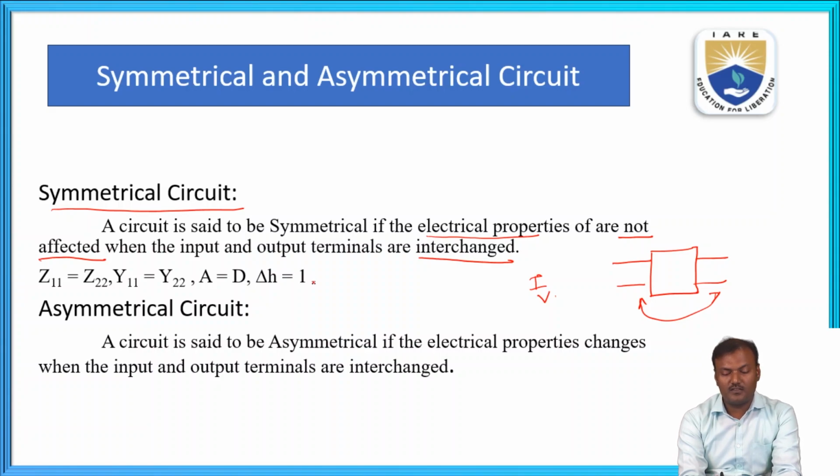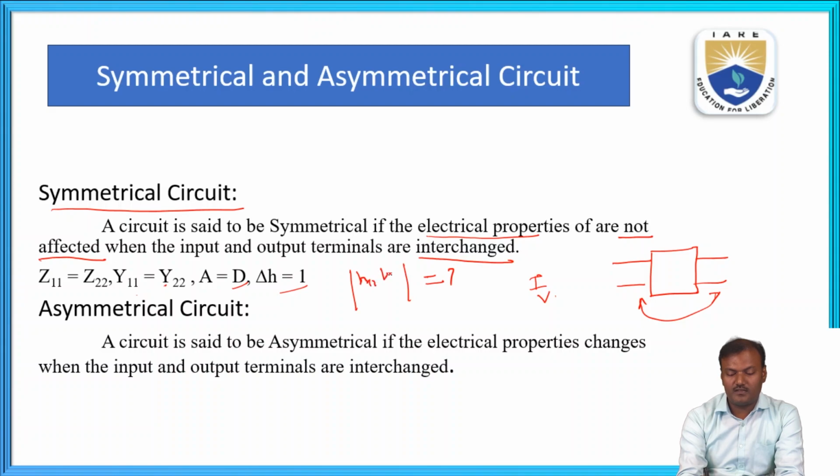So this also obeys the principles like Z11 is equal to Z22, Y11 is equal to Y22, and A is equal to D, and delta H, that is H12 and H21, the determinant of the hybrid parameters matrix is equal to 1, that is H11, H12, and then H21 and H22. So the determinant of this matrix is equal to 1.